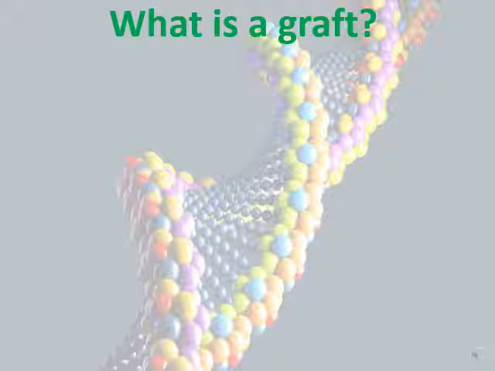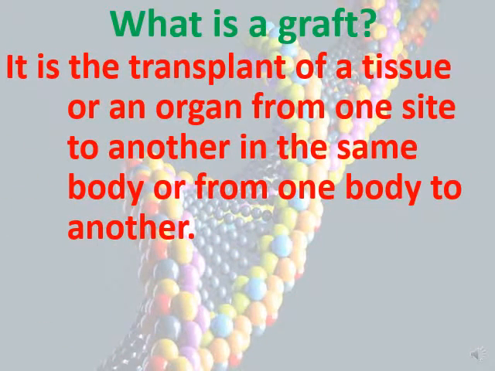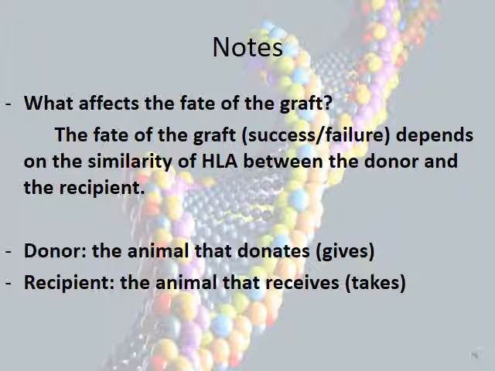What is a graft? A graft is the transplant of a tissue or an organ from one site to another in the same body, or from one body to another. Let's move now to the graft. What affects the fate of the graft? The fate of the graft is affected by the degree of similarity of HLA, human leukocyte antigen, between the donor and the recipient. What does this mean? This means that the fate of the graft, whether success or failure, depends on the similarity of HLA.